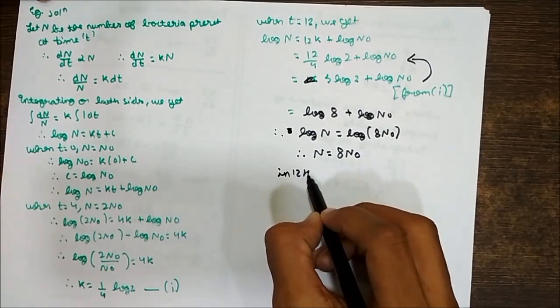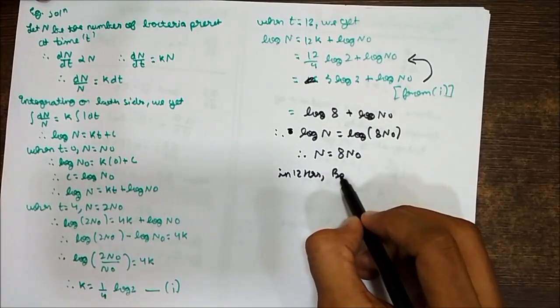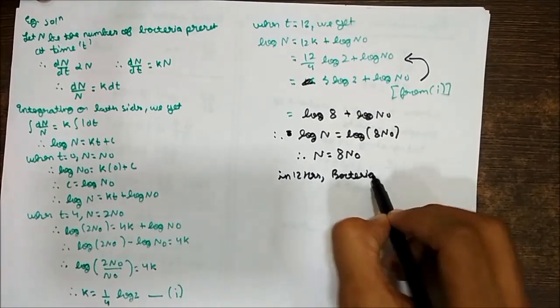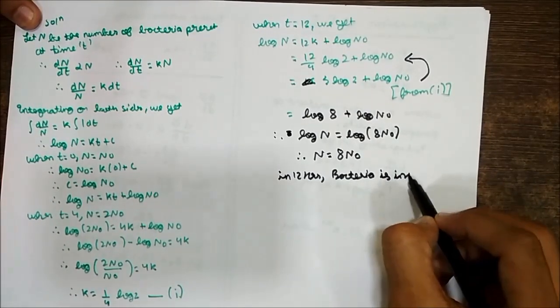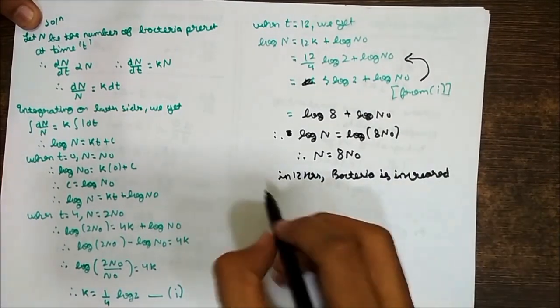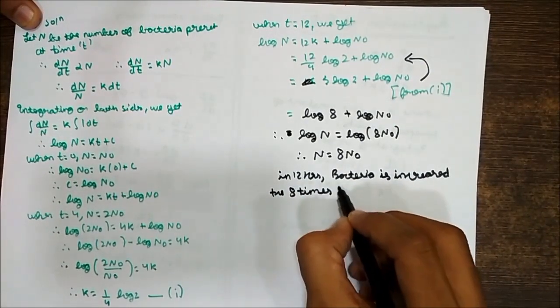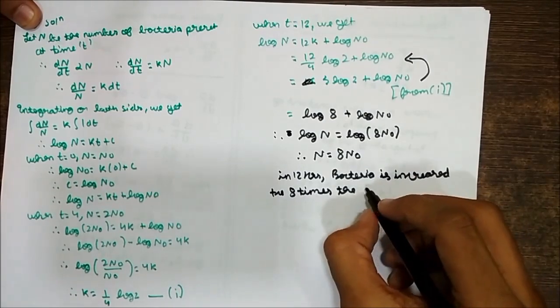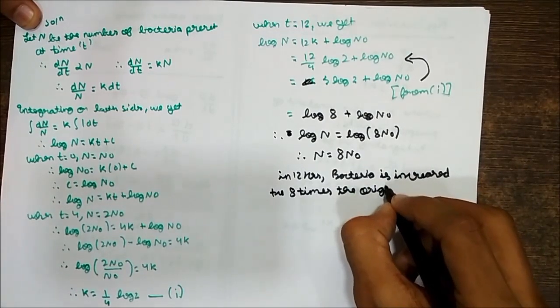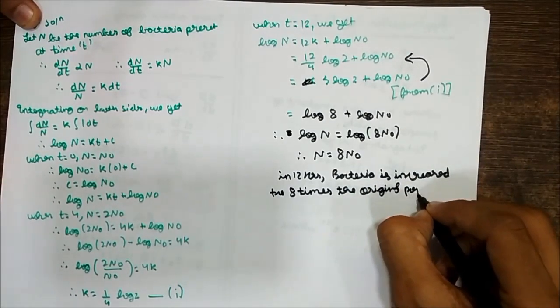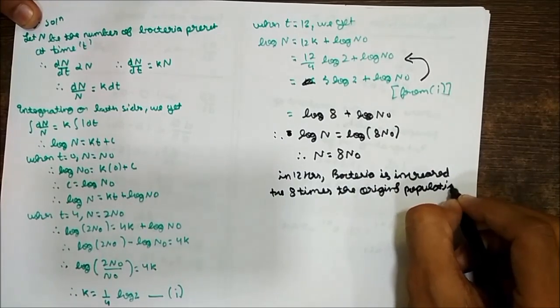In 12 hours, bacteria is increased to 8 times the original population.